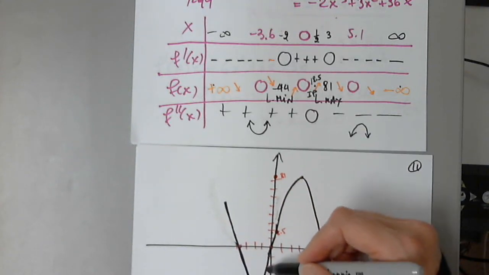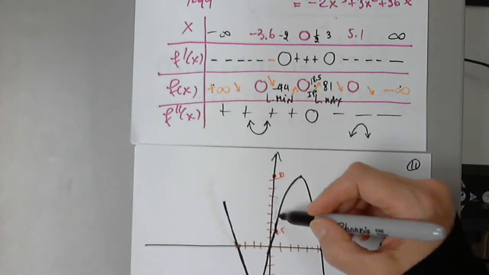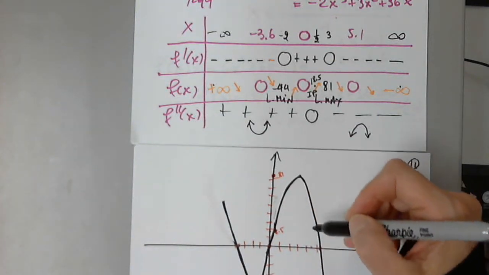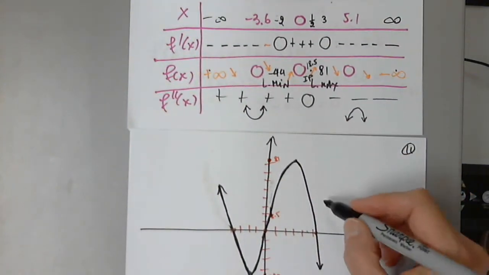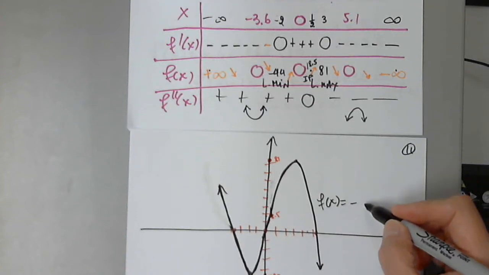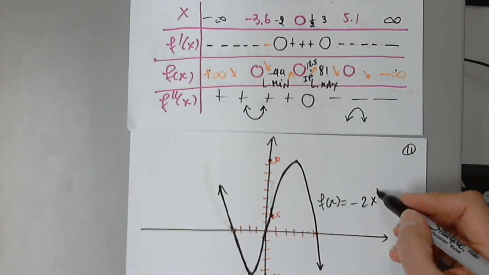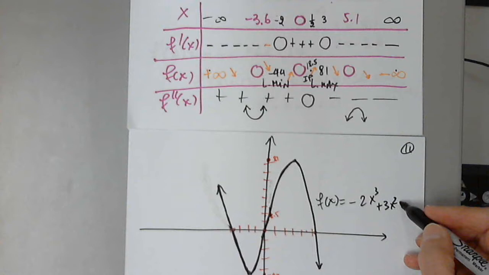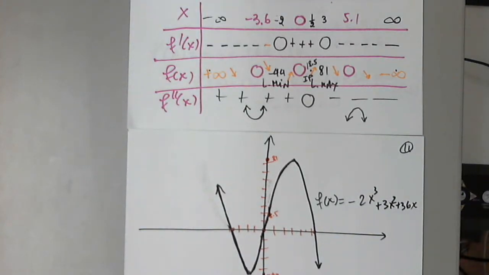It's a polynomial function, smooth, continuous, should not have any corner cusps, etc. So this is the function f of x. It was negative 2x cubed plus 3x squared plus 36x. But this was not possible in the previous courses because we did not know anything about the first derivative, the second derivative, and what they say about the function.